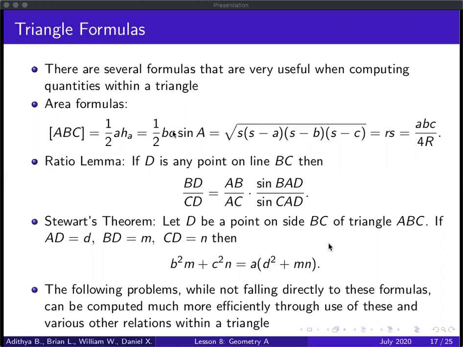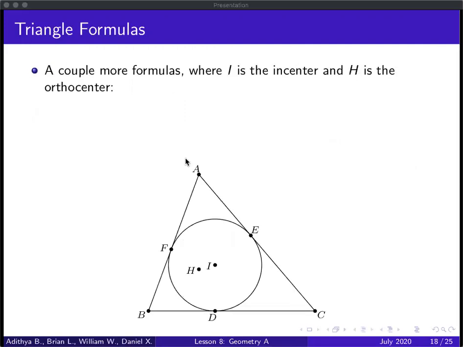Before we jump into this, let's list off a couple more specialized formulas involving the triangle centers. So we have this diagram down here, triangle ABC. You have the incircle and incenter I. The incircle touches the sides at D, E, and F, and H is the orthocenter. So first off, we have the lengths of the incircle tangents. AE equals AF equals S minus A, and so on.